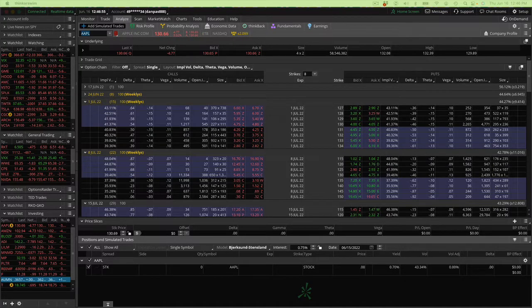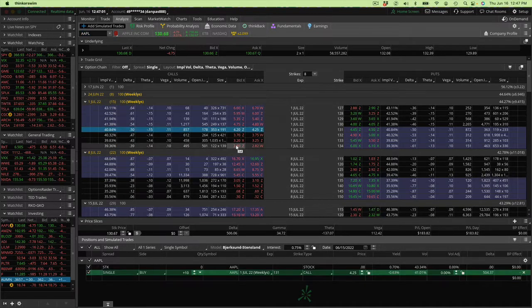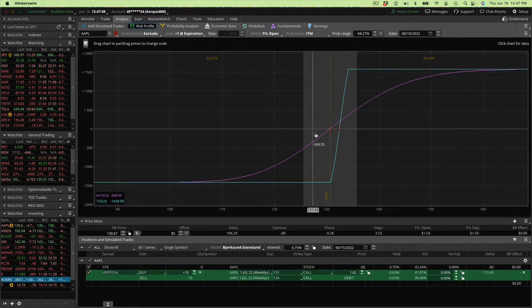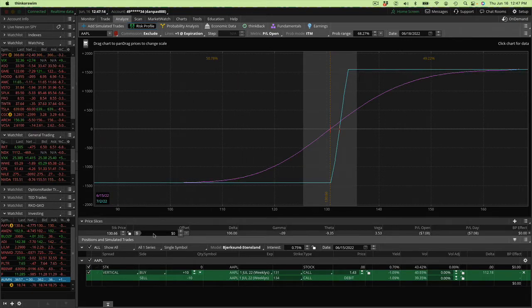Let's imagine that in this stock right here, we're looking at, say, a bull call spread. Maybe buy these calls and sell these calls. I always like to model them in the Analyze tab. Come over to Risk Profile. It draws out the PNL diagram. We can talk about that in different videos, but I want to skip down here to price slices.